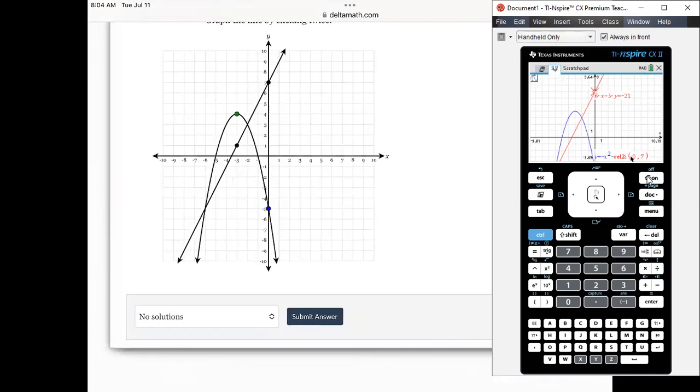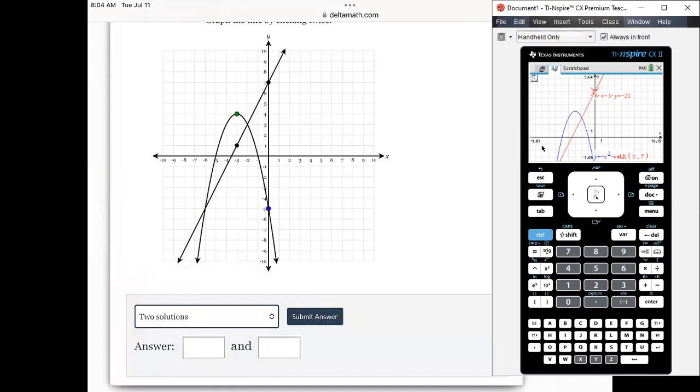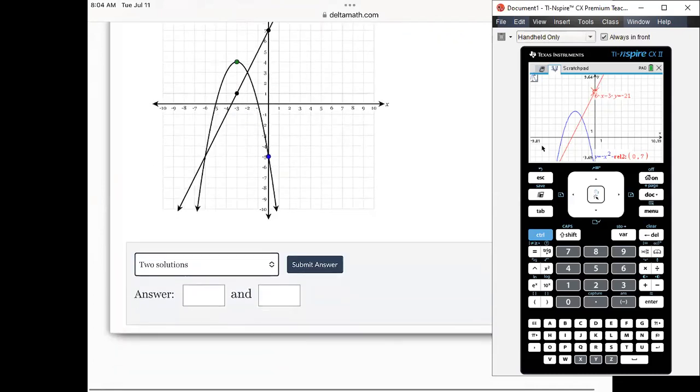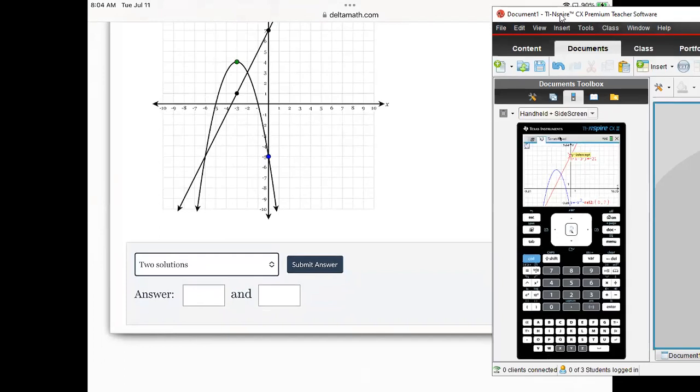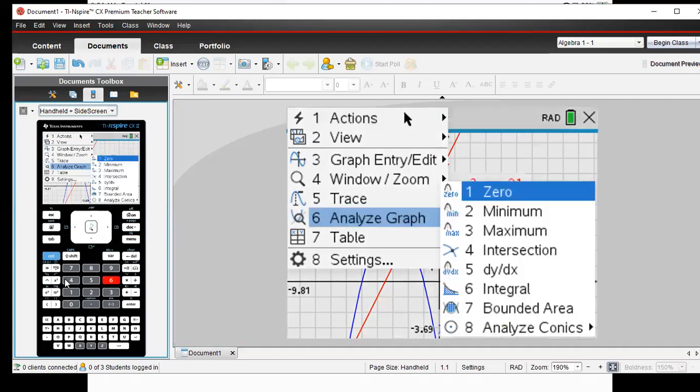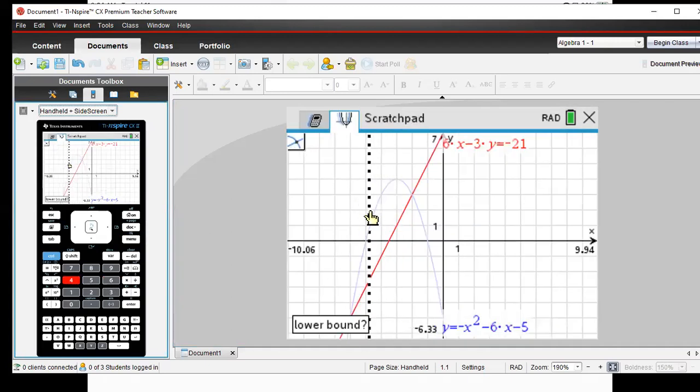So let's answer the question now. It says, this one has 2 solutions. One solution is right here, and the other solution is right here. So we're going to choose 2 solutions. And then we have to give the coordinates for all of them. So let's find the coordinates using the calculator. We're going to do menu 64.